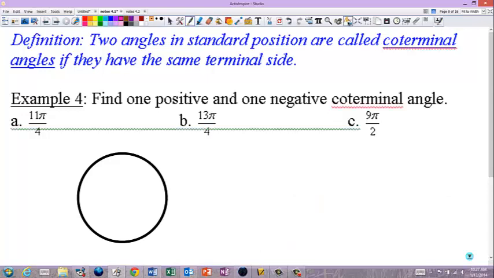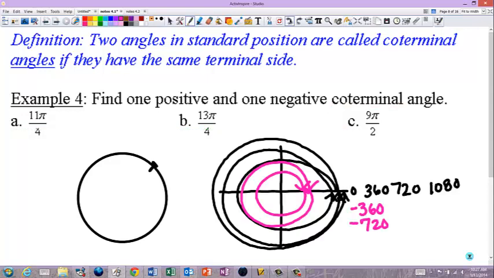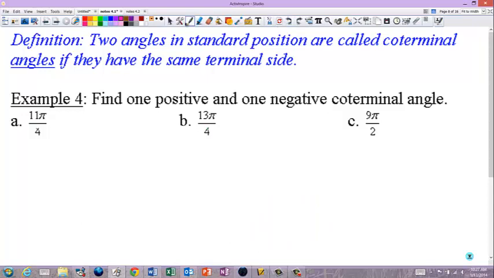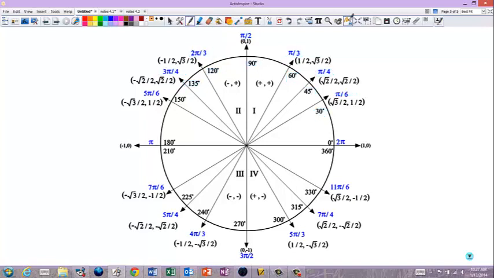Whoa, I didn't want to do that. Let's just refresh it to here. It says find one positive and one negative coterminal angle. So what I want to do is spin all the way around my circle one time. Well, what is all the way around my circle?